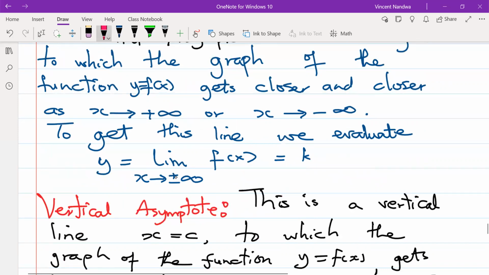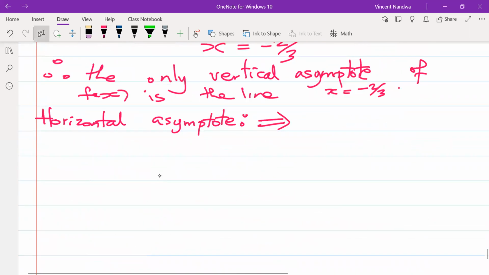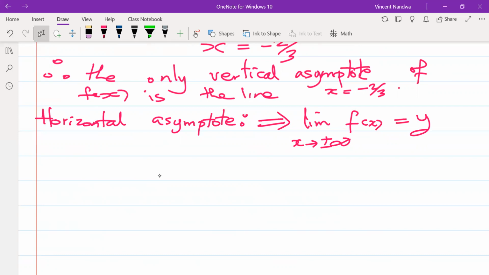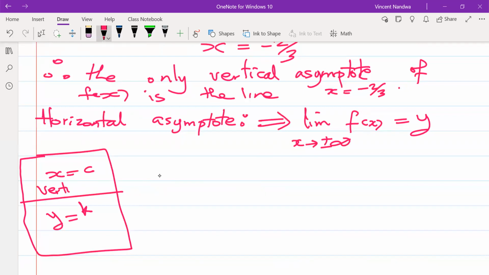This is what you wrote for the case of vertical asymptotes. So for horizontal, you simply get the limit as x approaches plus or minus infinity of that function. Okay? So we are going to get the limit as x approaches plus or minus infinity of f of x, and this is what will give us y. Remember, these things we did in Math 125, that any vertical line is given by the equation x equals a constant c, and any horizontal line is given by y equals a number k. So these are not new things. We have already discussed them in a different course. This is a vertical line, and this is a horizontal line.